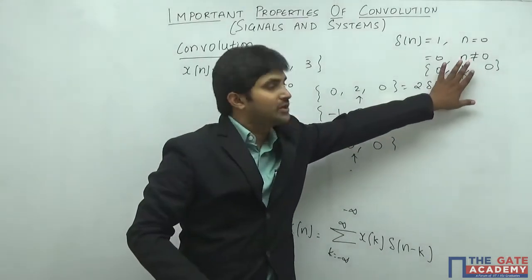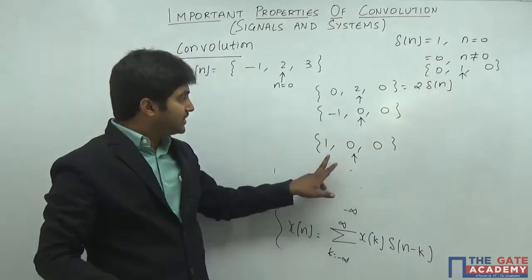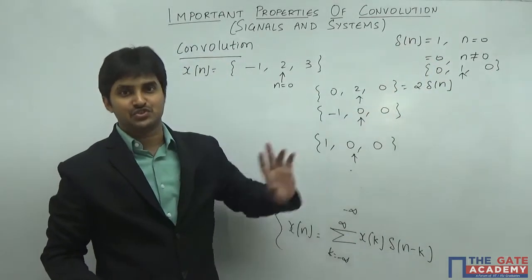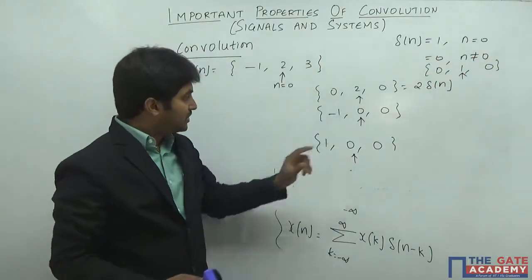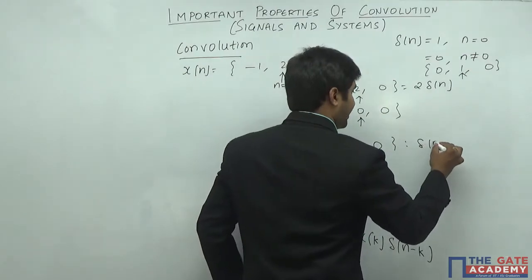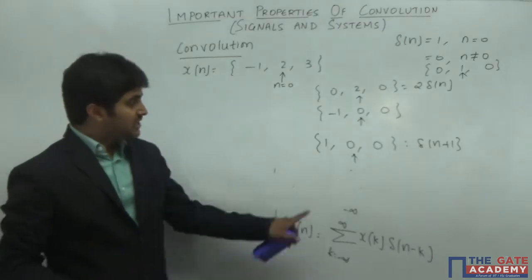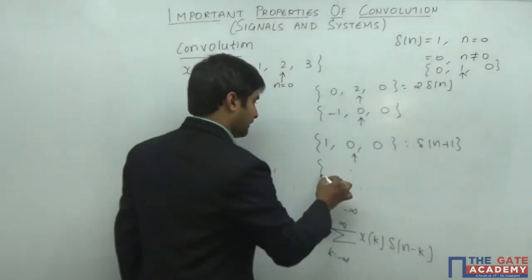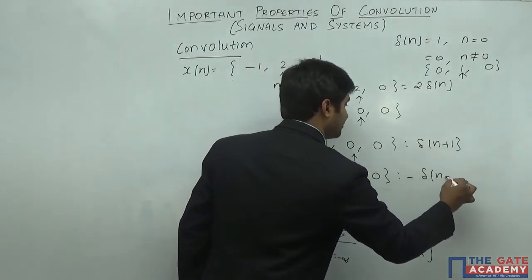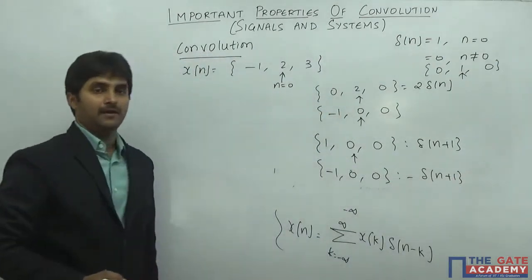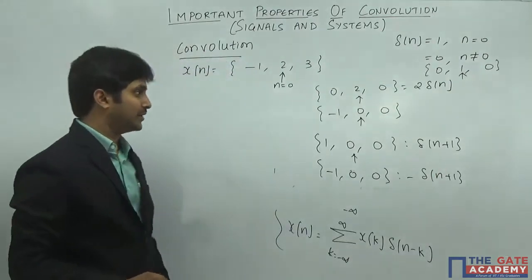Now if I shift it to the left side, which is nothing but the advancing of a signal, then that is nothing but 1, 0, 0. When you are moving this side, one more 0 is going to come here. Now this is nothing but del of n plus 1. If this is del of n plus 1, then minus 1 comma 0 comma 0 is going to be minus of del of n plus 1.